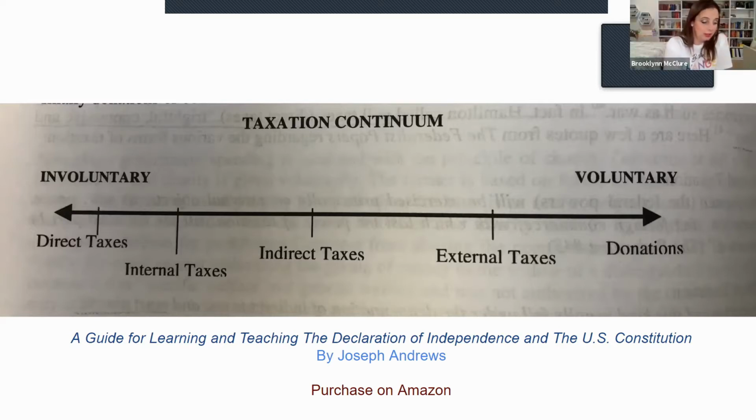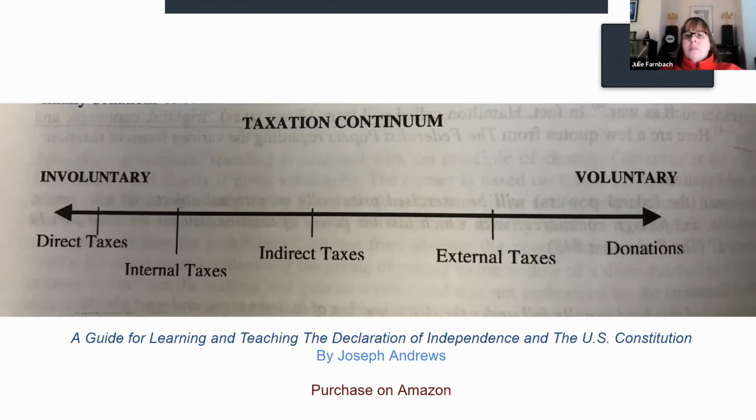Thank you, Julie. That is a great explanation of all those. Did anybody want to add anything else to that? Can't see everyone's faces.